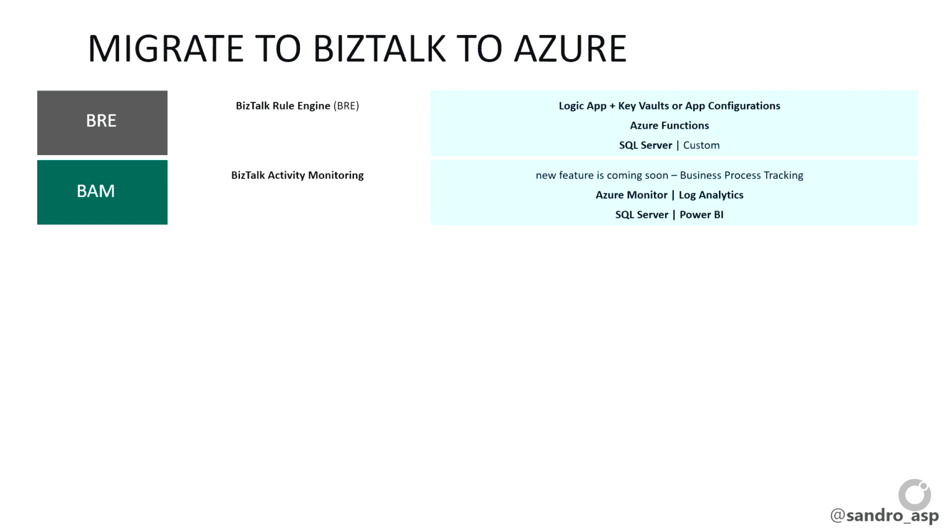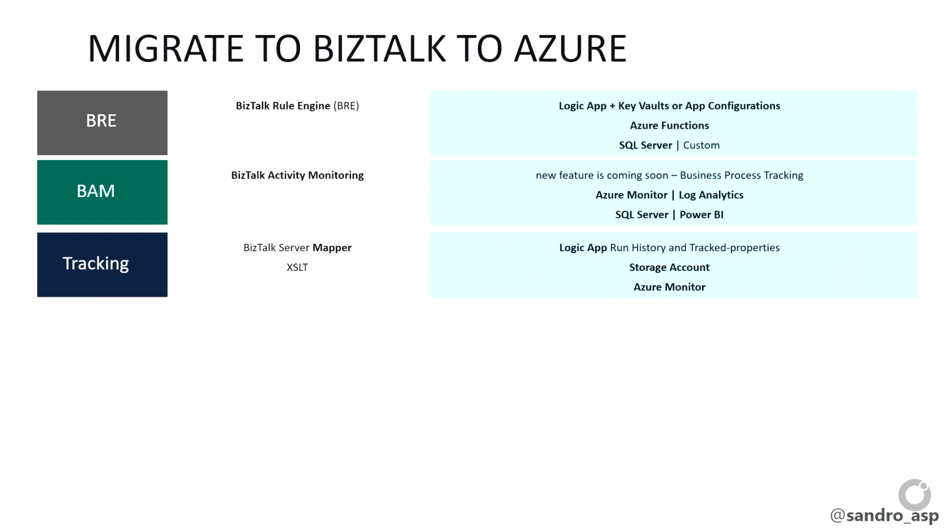There is nothing for BAM. It is on the roadmap. Microsoft showed a little bit of that on business process tracking. But yeah, you still can do that end-to-end tracking with custom integration features, Azure Monitor, Log Analytics, you can put SQL, Power BI on top of it. You can still do all of this stuff.